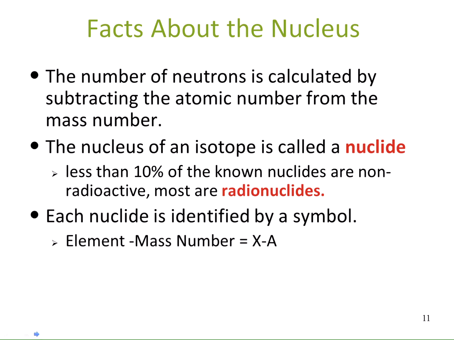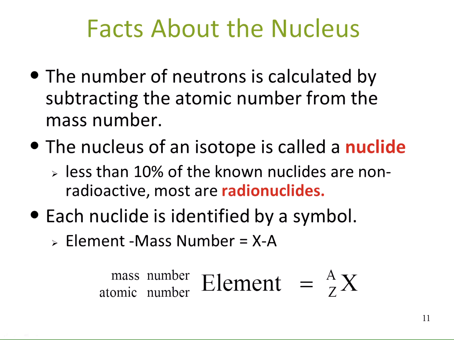Each nuclide is identified by a symbol. So the element minus the mass number, so we're representing X minus A. If we're writing the symbol for the element, remember the element is represented here by X. So maybe if we're talking about a helium atom, this would be He. And the mass number, remember we said that was the number of protons plus the number of neutrons. And then Z is the atomic number. So that's just the number of protons.